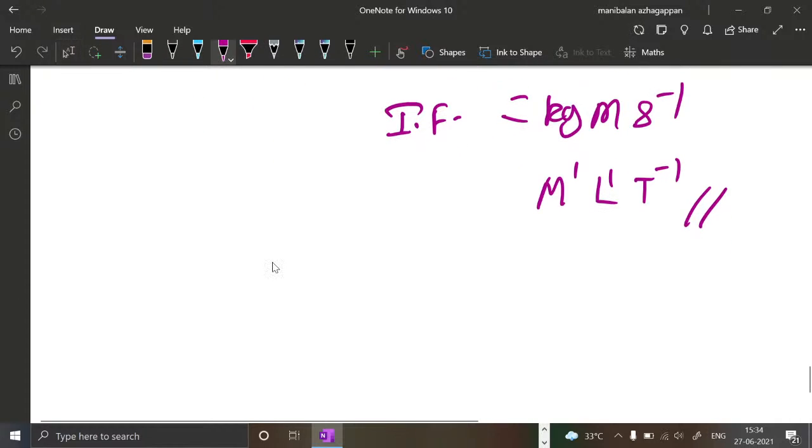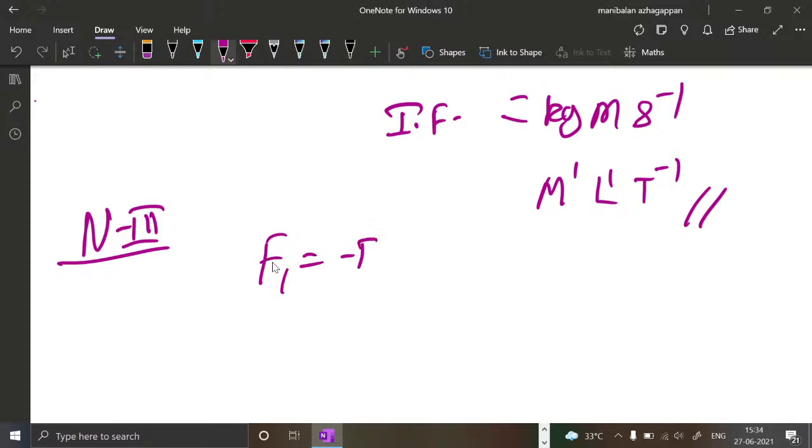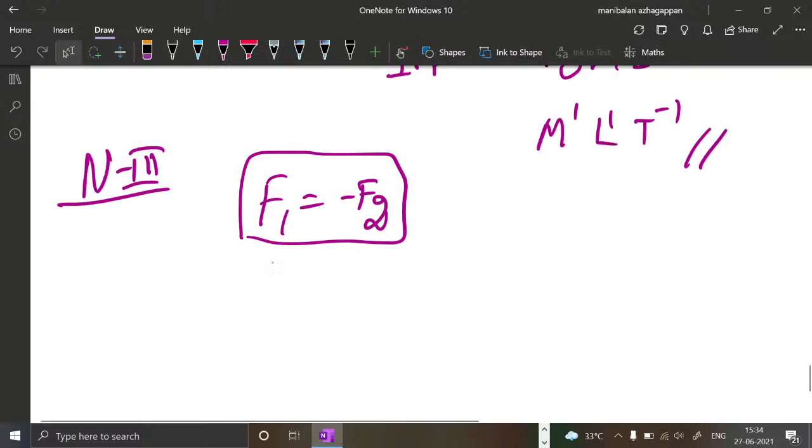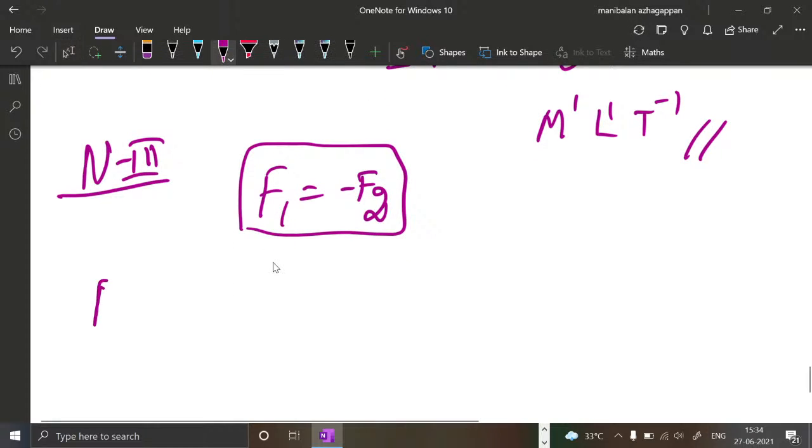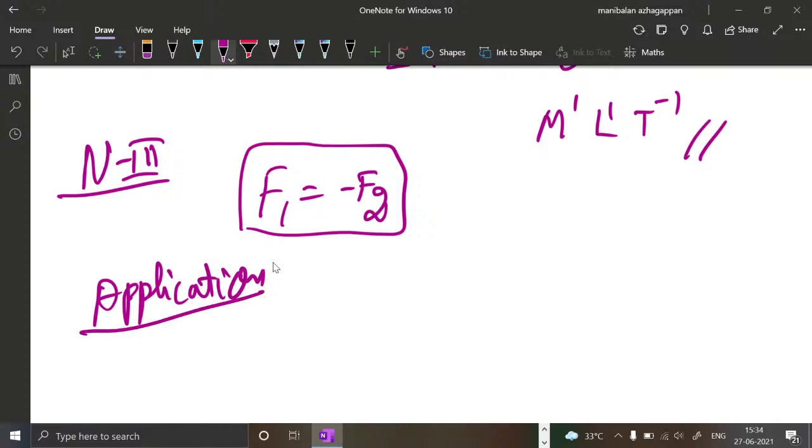Okay, next. Newton's third law. Every action has an equal and opposite reaction. From here you need to know where it can be applicable. There are five, six places you should keep in mind. Many places are there. These are the main content you need to know.